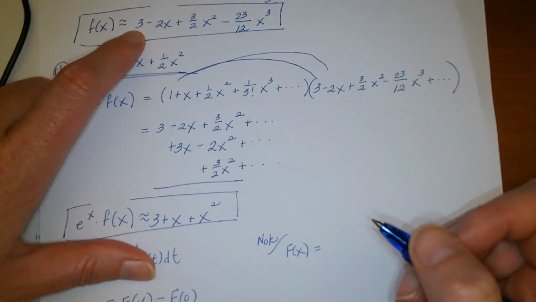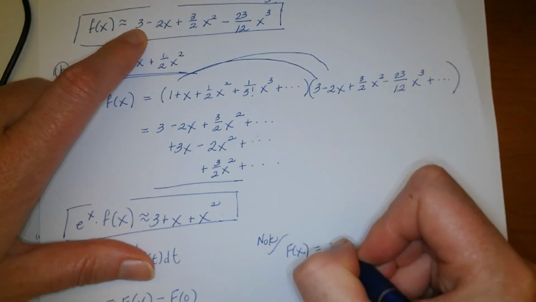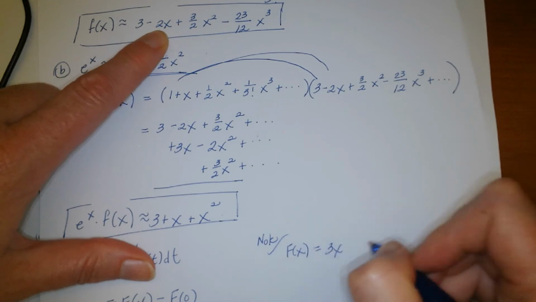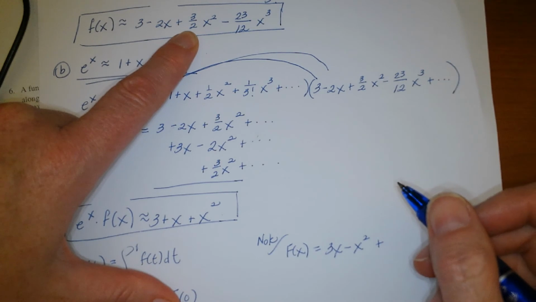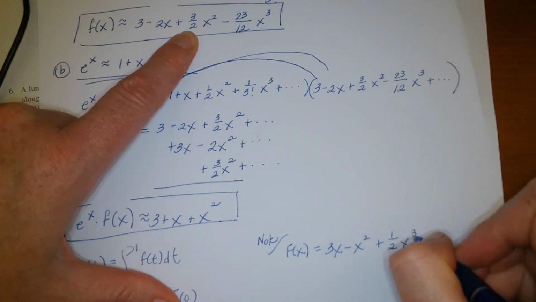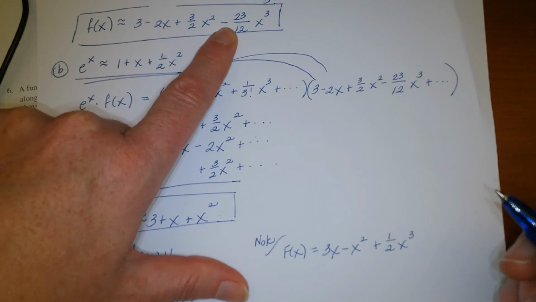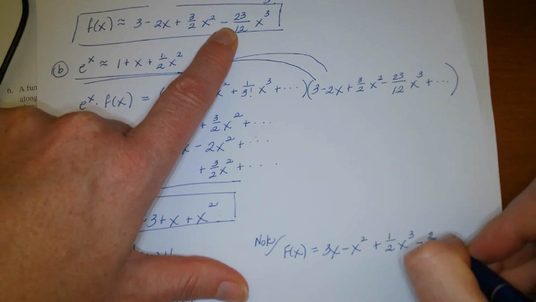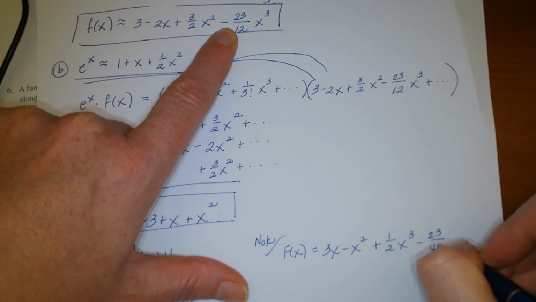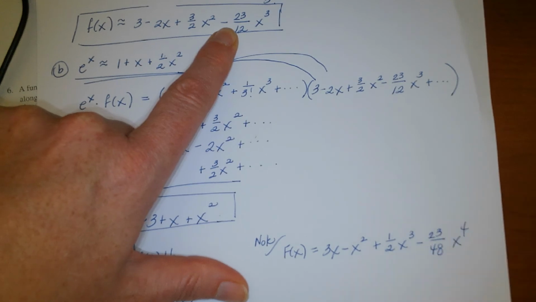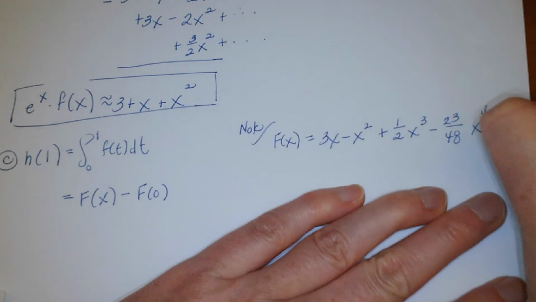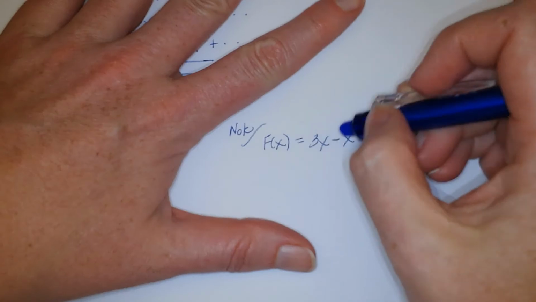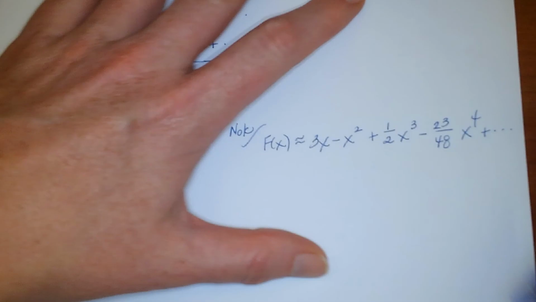Okay, so we're just going to look up here. So antiderivative of 3 would be 3x. Antiderivative of negative 2x, negative x squared. Antiderivative of 3 halves x squared would be 1/2 x cubed. Antiderivative of 23 over 12 x cubed would be 23 over 48 x to the 4th, I think. Okay, so that's the antiderivative. Oh, and then I guess there's more to it. Or you could say approximately.